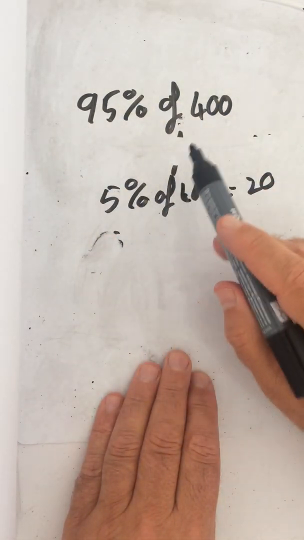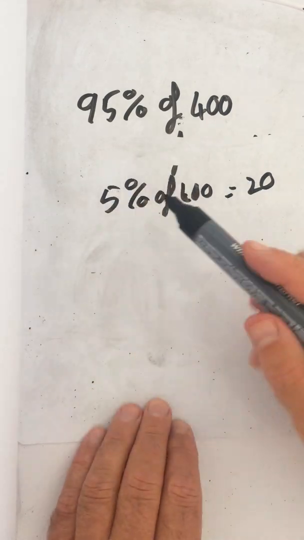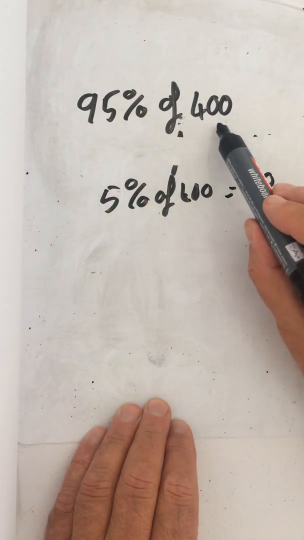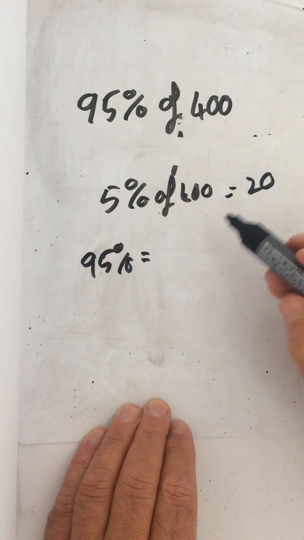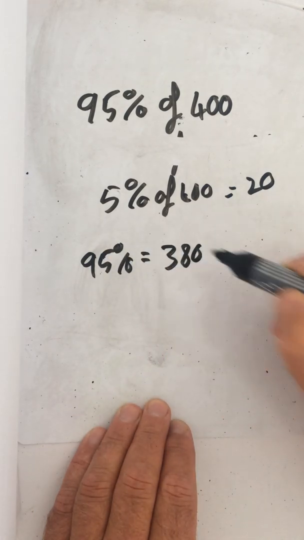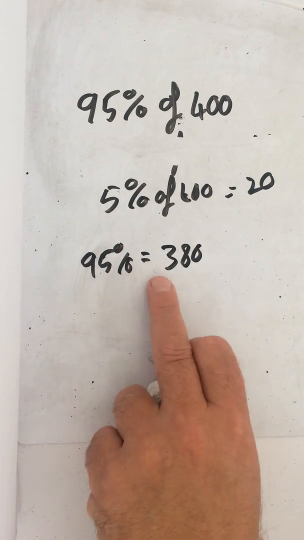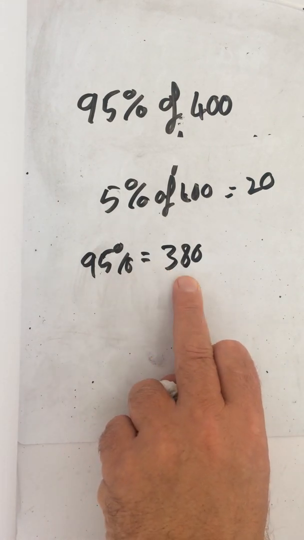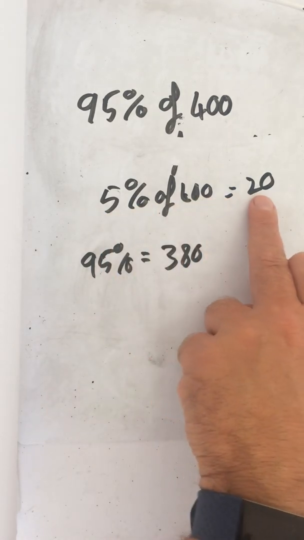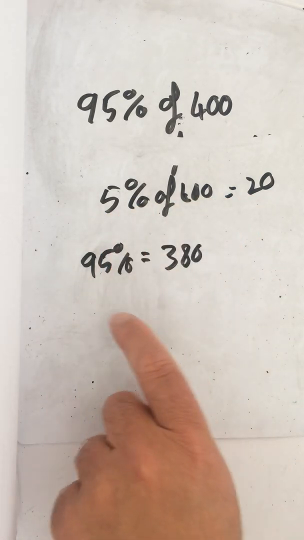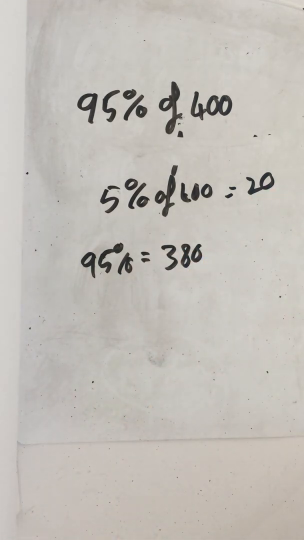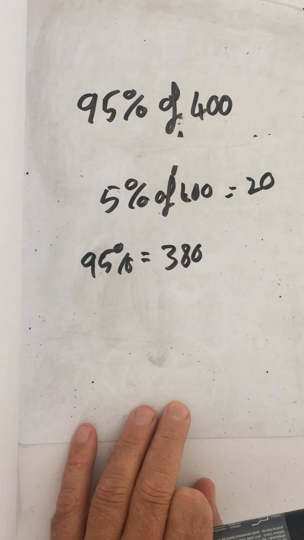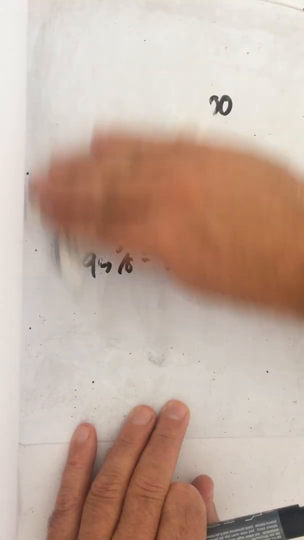So all I have to do is just take 20 away from that, and that tells me 95% is equal to 380. Okay, 95% is equal to 380, because 5% is 20, and the 95% and the 5% make 100%. It comes to 400. Don't worry too much if you don't get that, because there aren't many questions like that. But if you figured it out, that would be great.